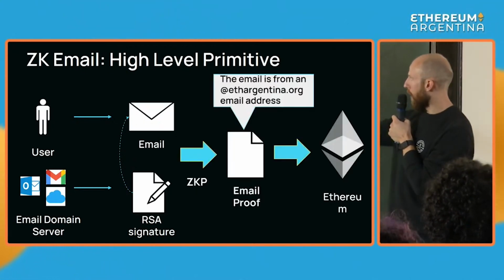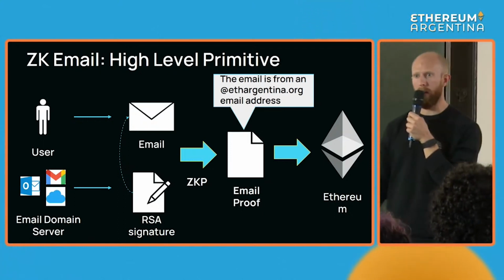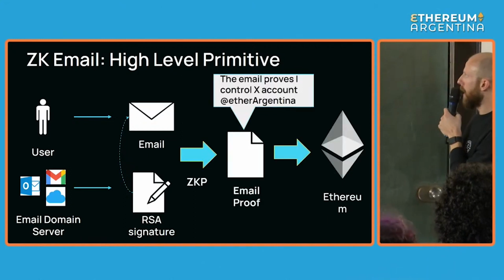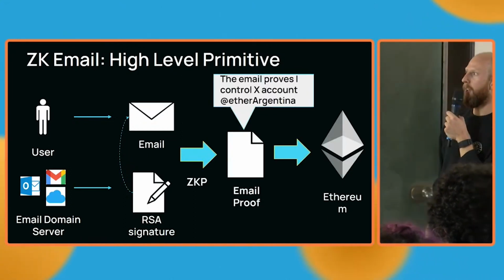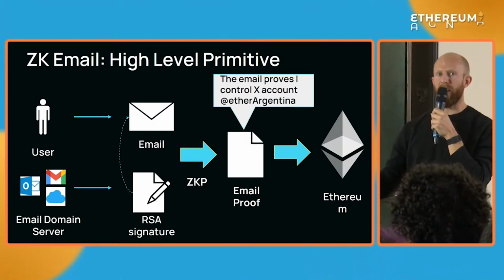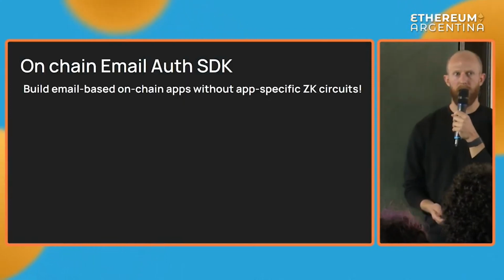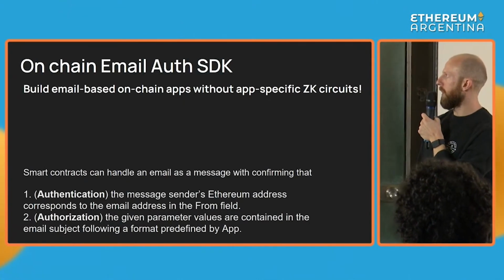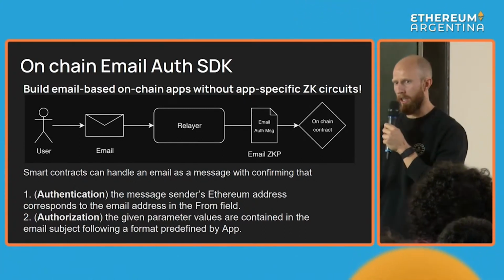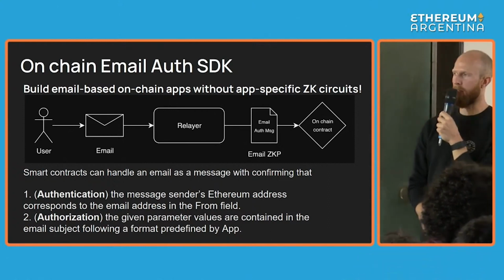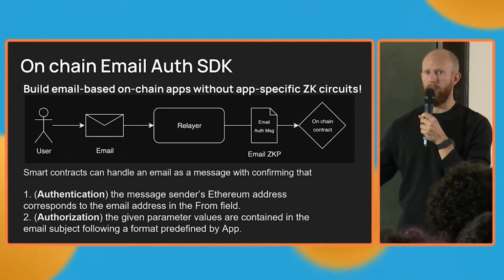So maybe you're saying, hey, I want to prove I control an EthereumArgentina.org email address. Or you're saying, I want to prove I control this specific X account. You could probably imagine a lot of the emails in your inbox being able to prove some really interesting things. And what this team eventually realized was that we can probably abstract all this logic we've been building for one specific use case into a more generalized solution for developers to use and build off.